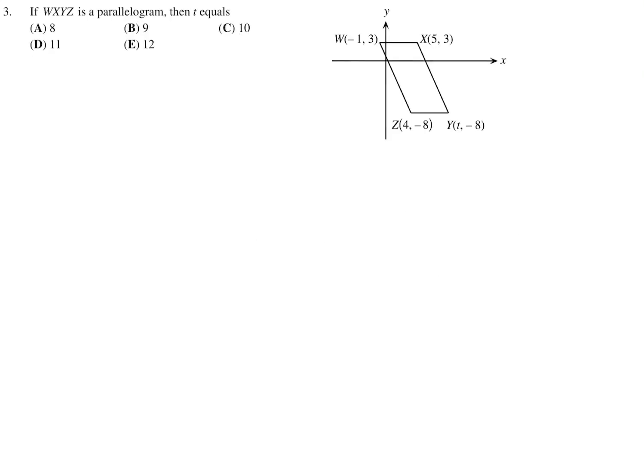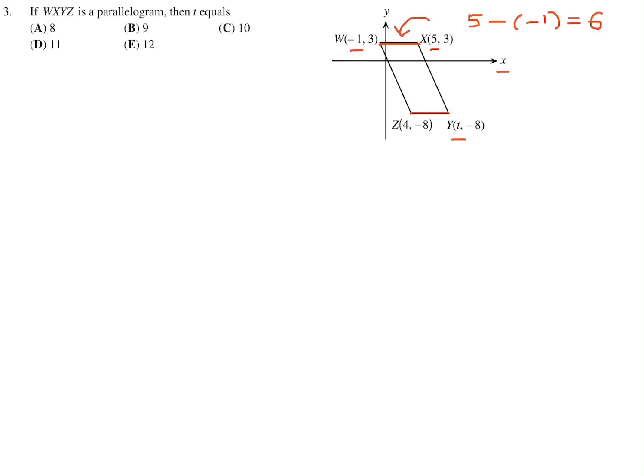If WXYZ is a parallelogram, then T equals. All right, so because it's a parallelogram, these two sides, right here and right here, have the same length. So we are given some coordinates on the x-axis, and that will help us. So this is 5 and this is -1. So the length here is 5 minus -1, which is 6. And therefore the length here will have to be the same.